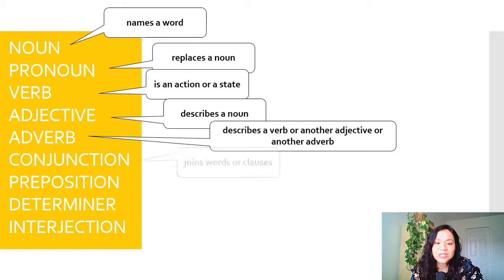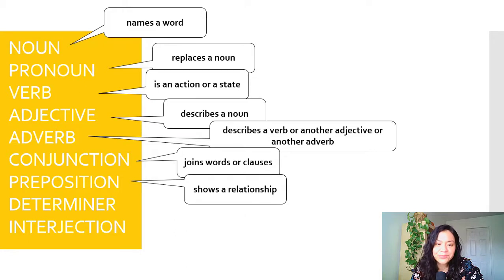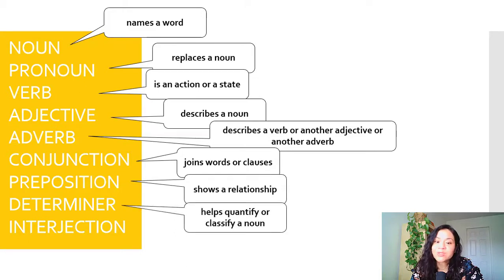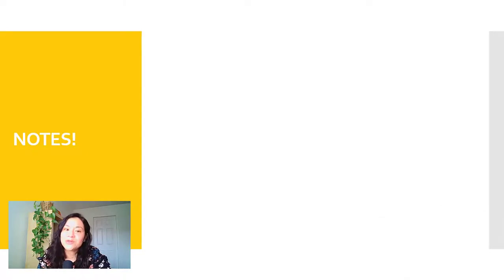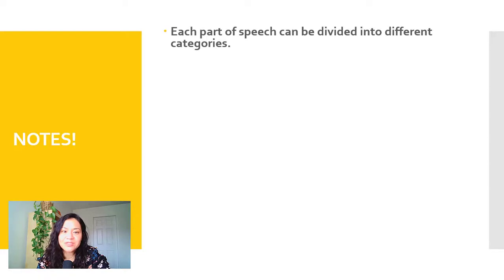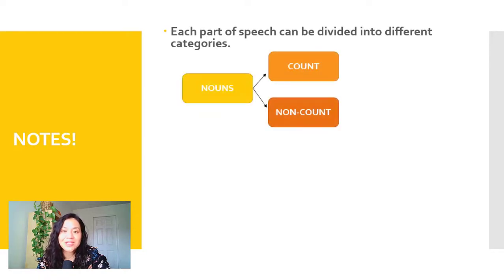A conjunction joins words or clauses. Prepositions show a relationship. Determiner helps quantify or clarify a noun. And finally, an interjection expresses emotion. Before we continue, there are a few things to note. Each part of speech can be divided into different categories. For example, there can be count nouns and non-count nouns, or proper nouns and common nouns.